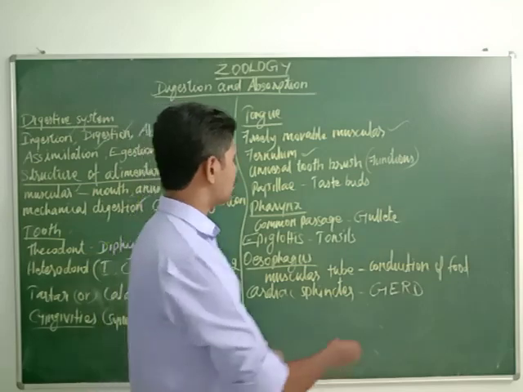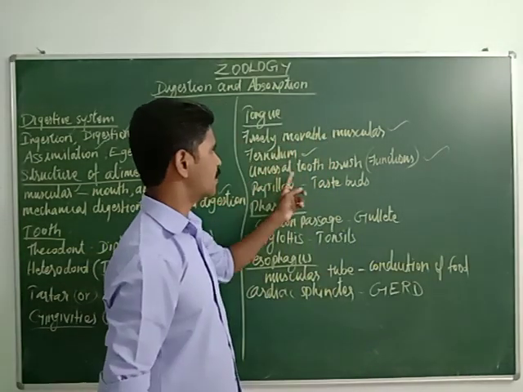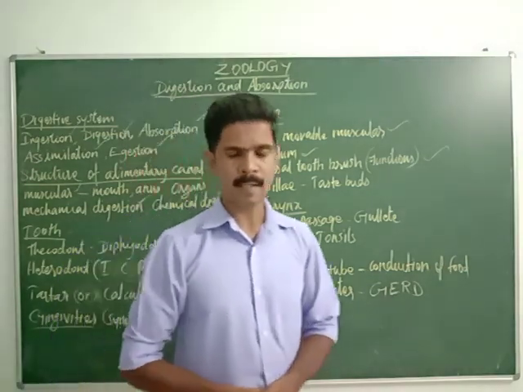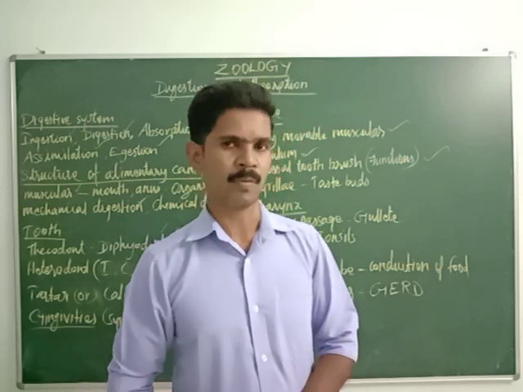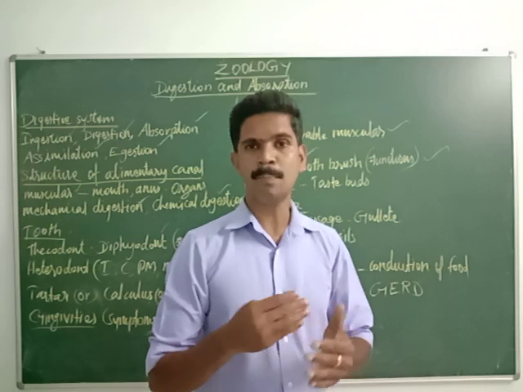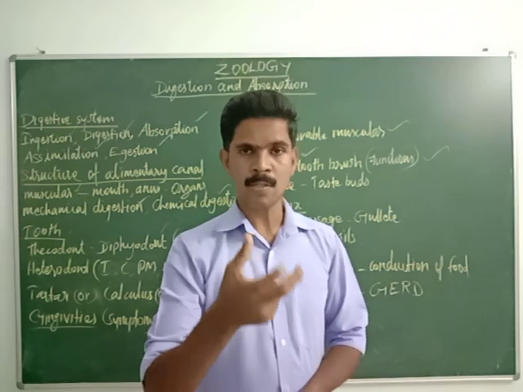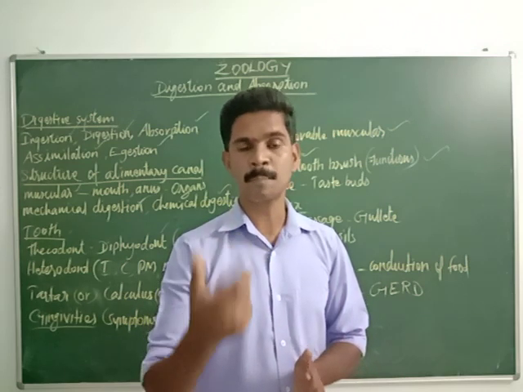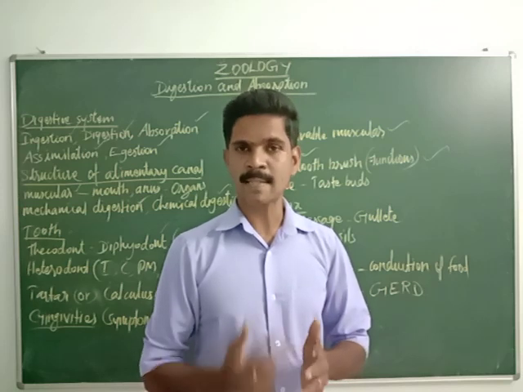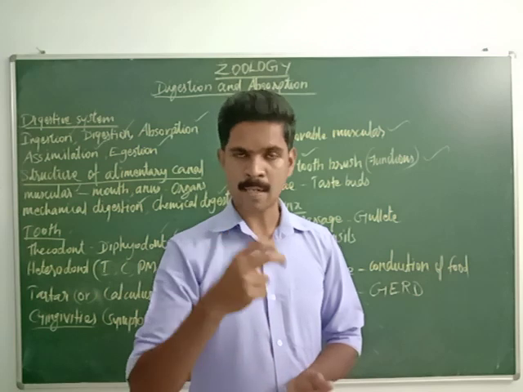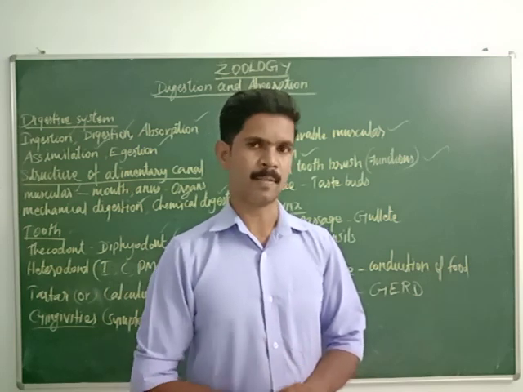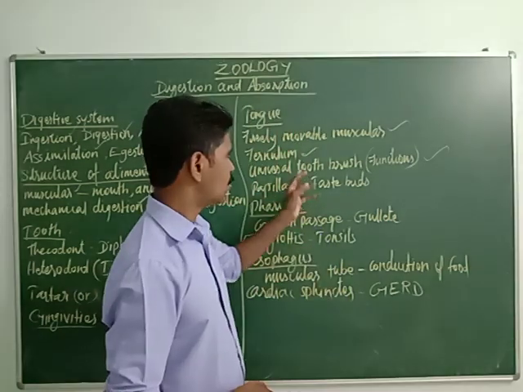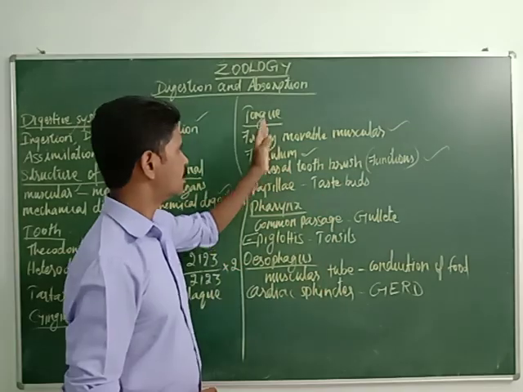Then the third point is the tongue is otherwise called the universal toothbrush. The reason is the tongue performs many functions inside our mouth. It helps to mix the food with the saliva, it is used to swallow the food materials, and it is also very important for speaking. So mixing the food material with the saliva, swallowing the food materials, and speaking are some of the important functions of the tongue. So this is the third point about the tongue.